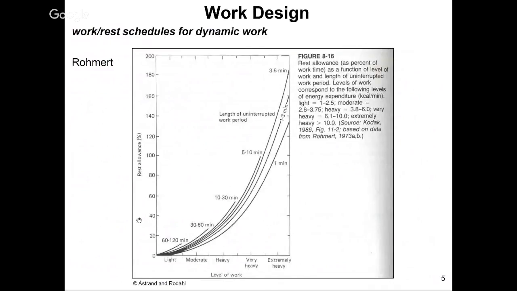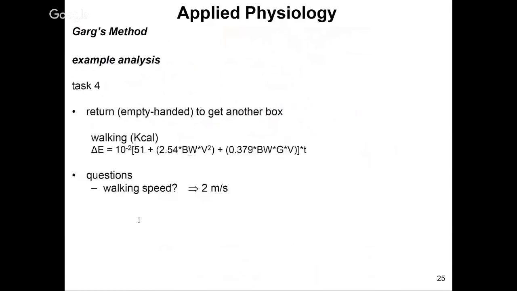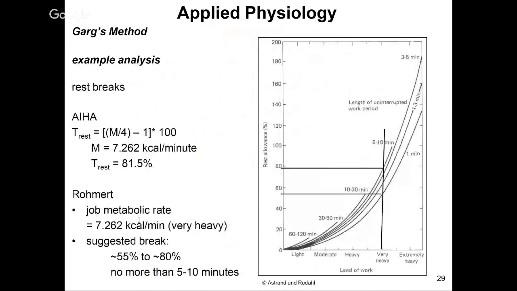So 7.2, you look at this figure 816. 7.2 is very heavy right here. So we're going to look at this line. Come all the way back. So we go on the very heavy line, we go straight up, it crosses there, and we go over here, and we can see that according to AIHA, it was 81.5%, but here we need 55 to 80% and no more than 5 to 10 minutes.